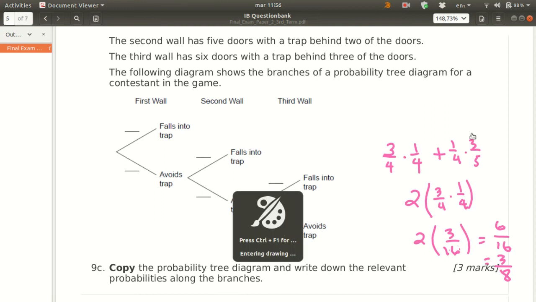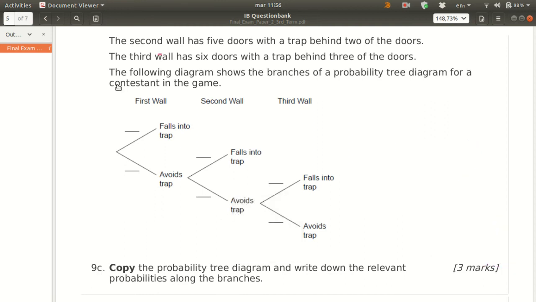So this one, falls into a trap for the first wall, 1/4. Avoids, 3/4. We already knew that. Remember that these always have to add up to 1. The second wall, falls into a trap. There's 5 doors and a trap behind 2 doors, so 2 out of 5. That means this is 3 out of 5. And the last one has 6 doors and there's a trap behind 3 doors, so it's 1/2. Actually, in the mark scheme it says 3/6, but 1/2 is the same thing. So no problem there.